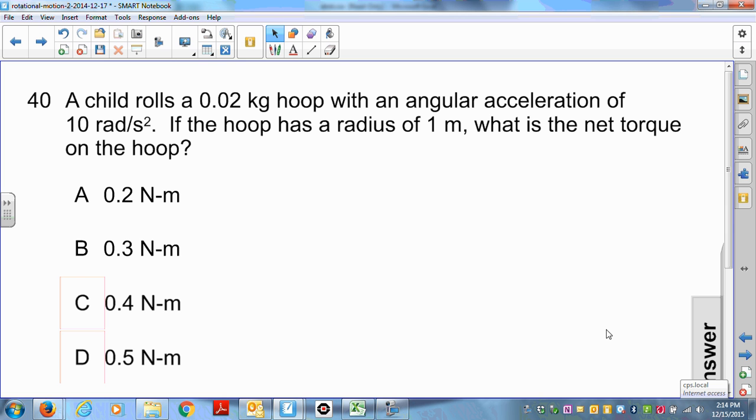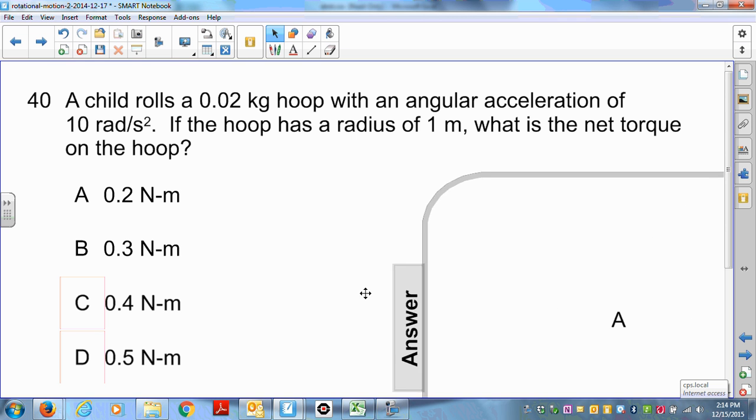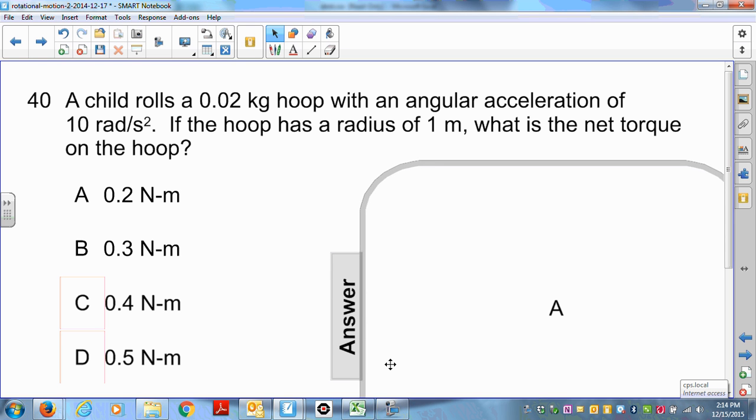A child rolls a 0.02 kilogram hoop with an angular acceleration of 10 radians per second squared. If the hoop has a radius of 1 meter, what is the net torque on the hoop? Go ahead and pause your video now. Okay, so let's see if you have the right answer. The correct answer is A.